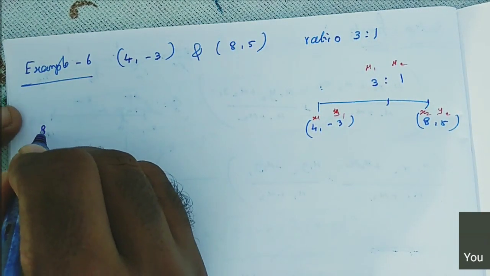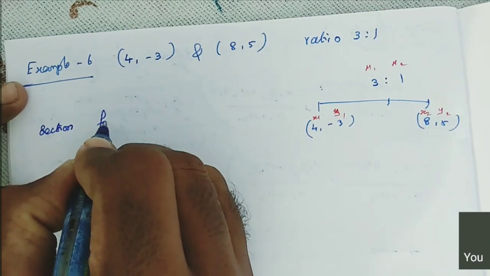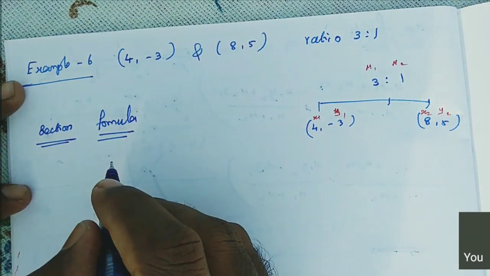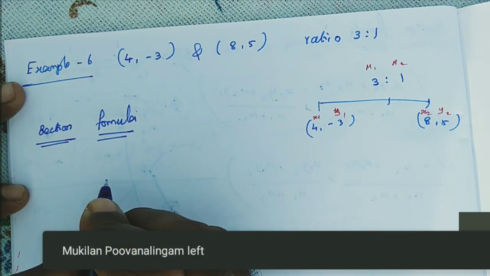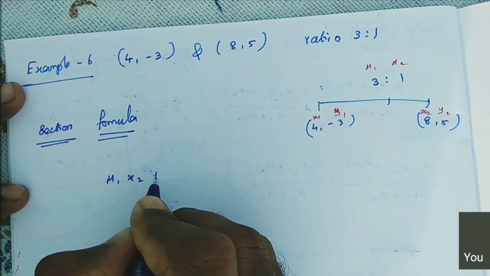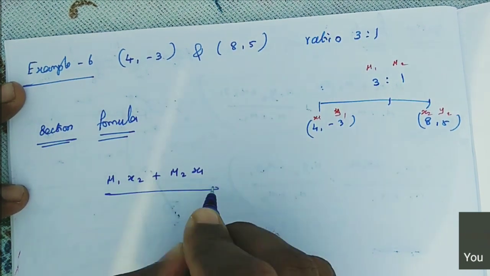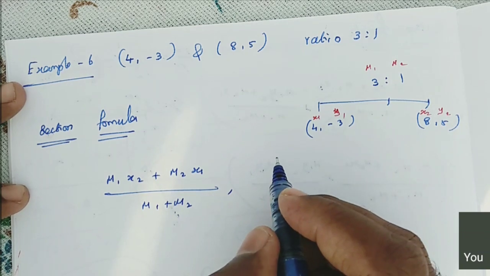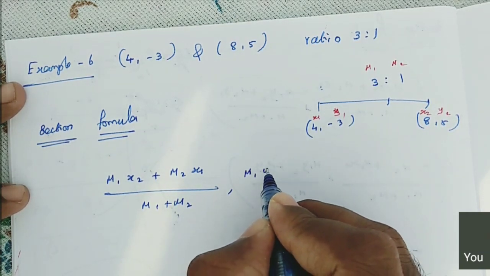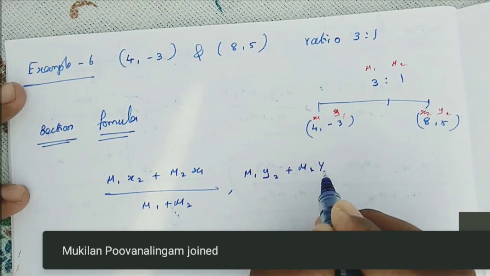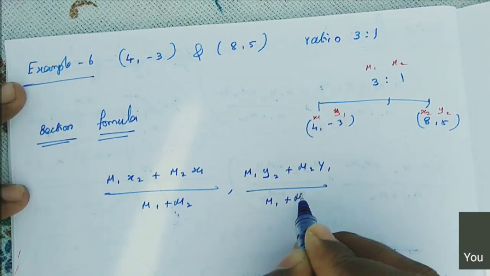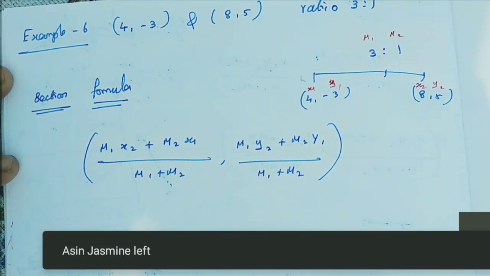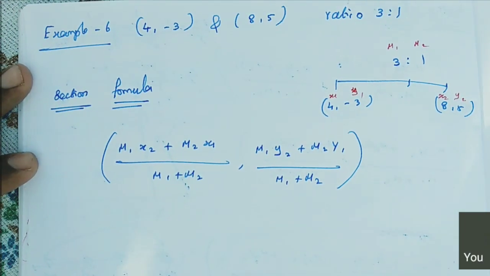Now, what is the section formula? You should write the section formula, in the same way as the distance formula. The section formula is (m1 x2 plus m2 x1) divided by (m1 plus m2) comma (m1 y2 plus m2 y1) divided by (m1 plus m2). The first time we may have some confusion, but in upcoming problems we will easily get the formula; it comes in a flow.